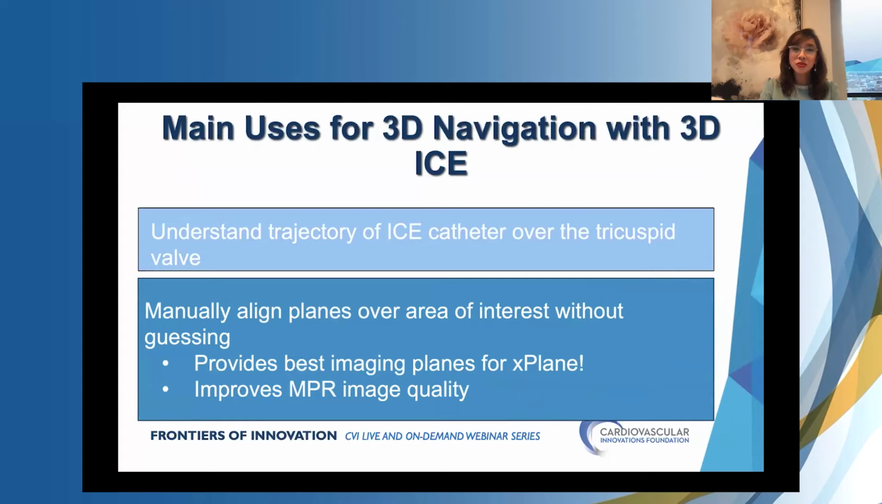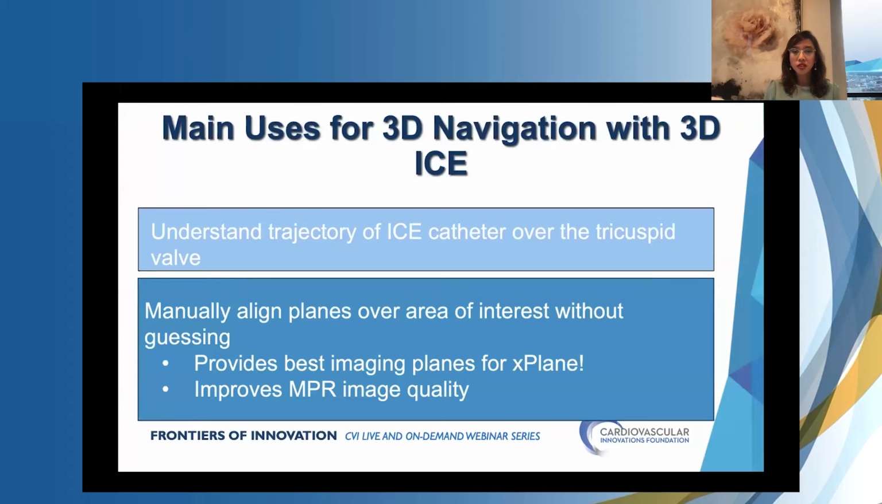And so the main uses of 3D navigation with 3D ICE. The first one is really to understand the trajectory of your ICE catheter over your tricuspid valve. And I'll show you an example case over the next slide of what I mean by this: how the device enters into the right atrium, and it gives you very good information when you start with the 3D ICE.